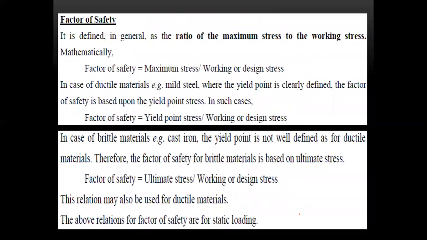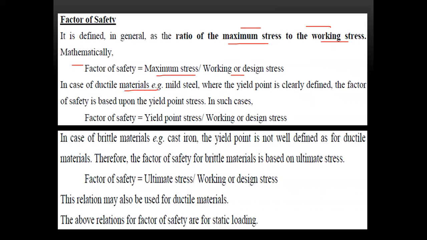Next one is factor of safety. What is the meaning of factor of safety here? It is defined as the ratio of maximum stress to the working stress, that is, the maximum stress to the stress you are working with during the process. Therefore, mathematically, FOS, factor of safety, is equal to maximum stress by working stress or design stress.